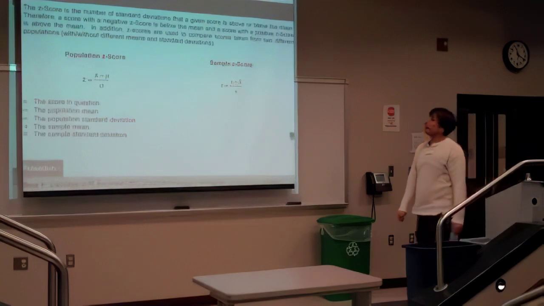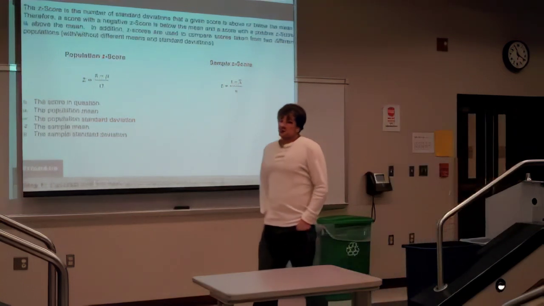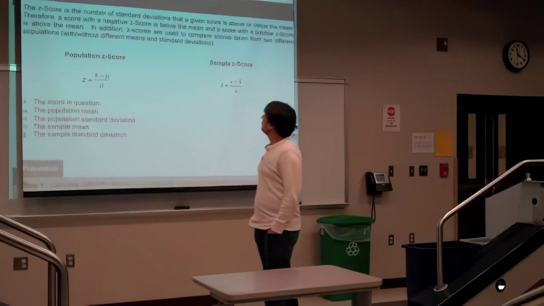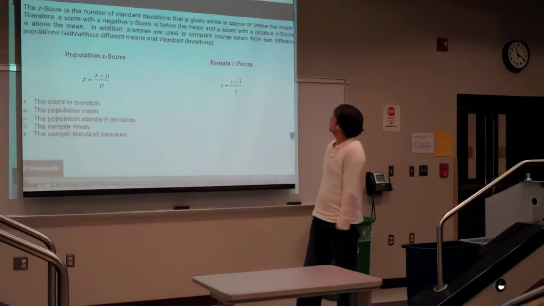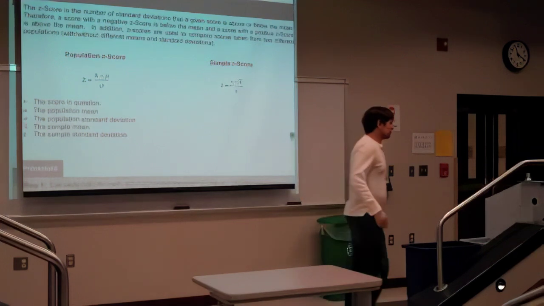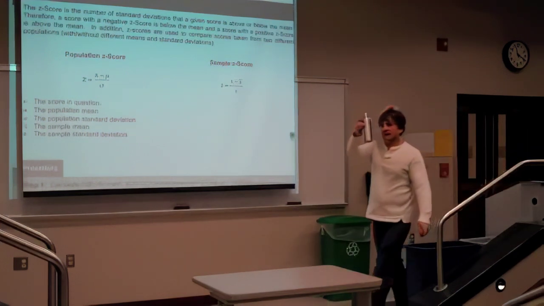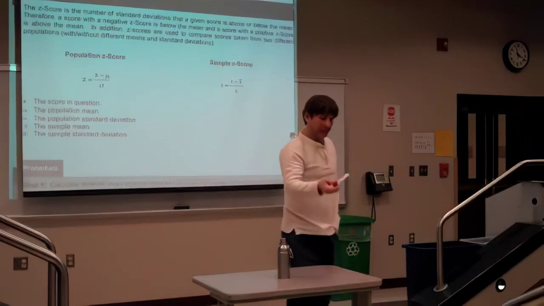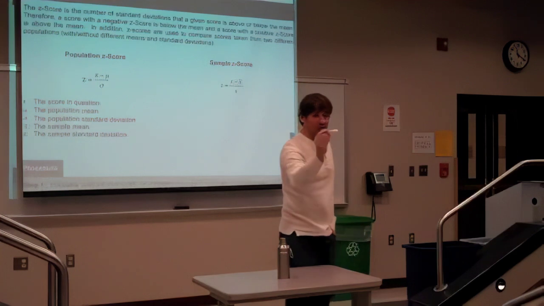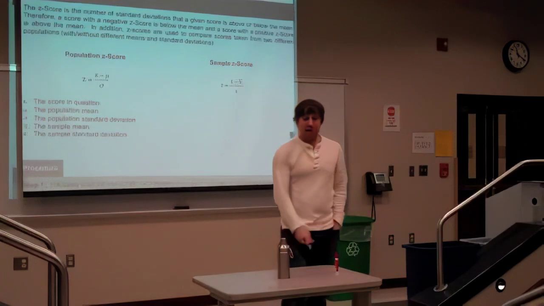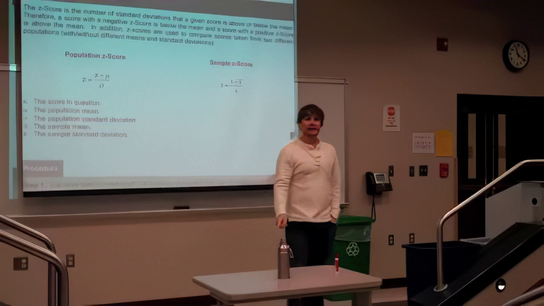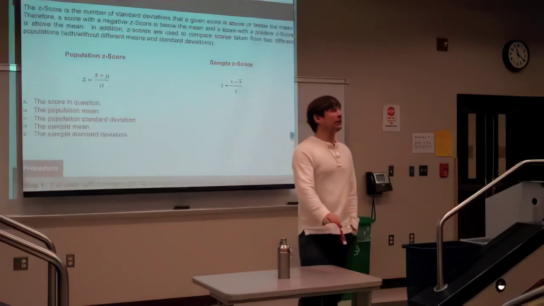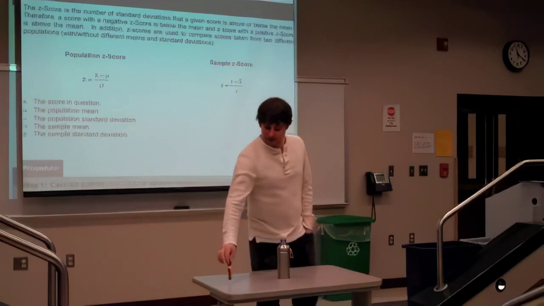All right. So the Z-score. The Z-score is the number of standard deviations that a given score is above or below the mean. So, if this is my mean, and this is my score, and this could be an individual person or a marker or whatever, how far is that from the mean in standard deviations? And if it's above it, it's going to be positive. If it's below it, it's going to be negative.